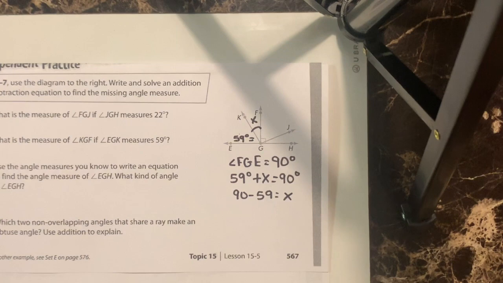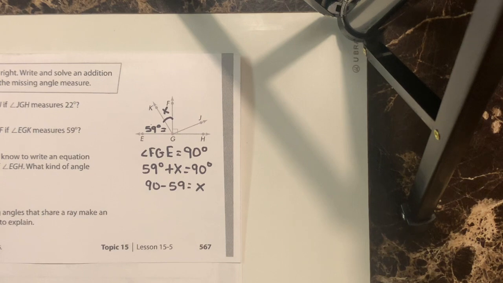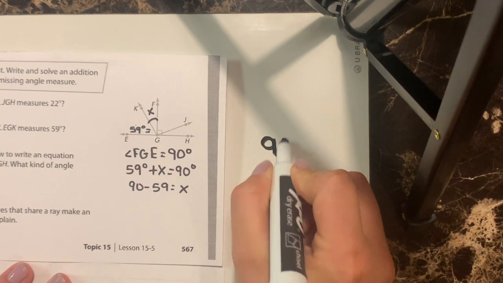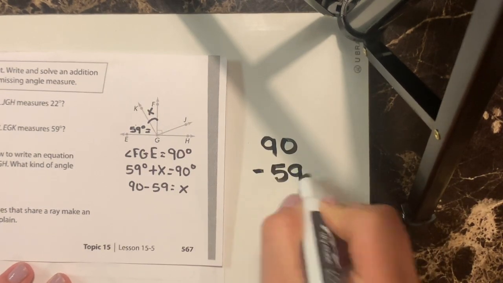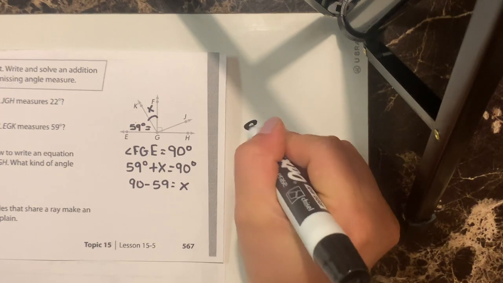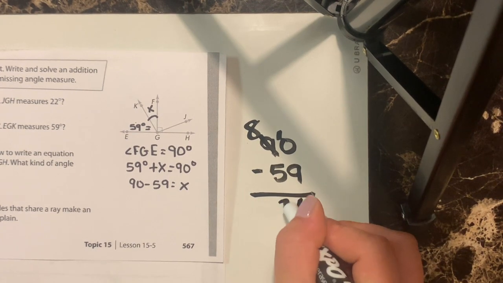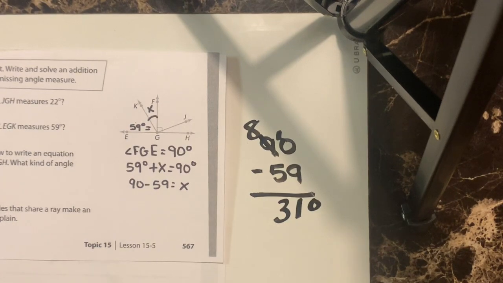I want you to pause the video right here and solve 90 minus 59 by yourself, then come back and see if you got the same answer that I did. So 90 minus 59. I can't take 9 from 0, so I need to borrow from my friend over here, making that an 8, and this becomes 10. So 10 minus 9 is 1, and then 8 minus 5 is 3. So I got 31 degrees.